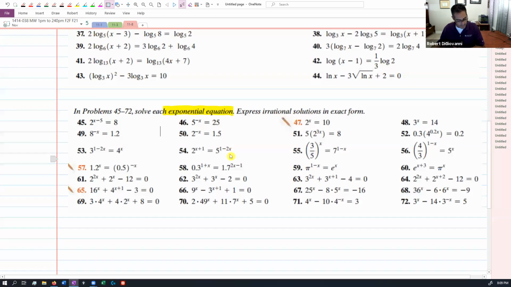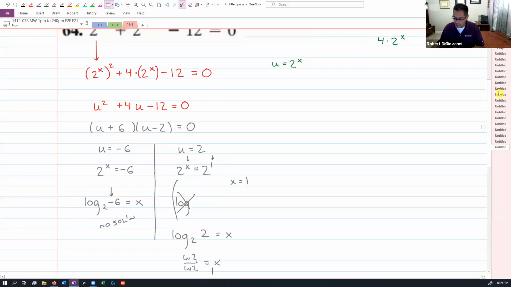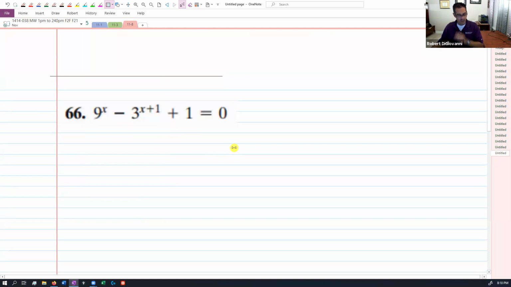Next one. Where am I? That was 64, 66. All right. Another slight variation of the problem we just did. So on this one, notice we have that same thing here. That 3, I know I can rewrite this as 3 to the x times 3 to the 1, which is the same as 3 times 3 to the x. I still have plus 1 equals 0.